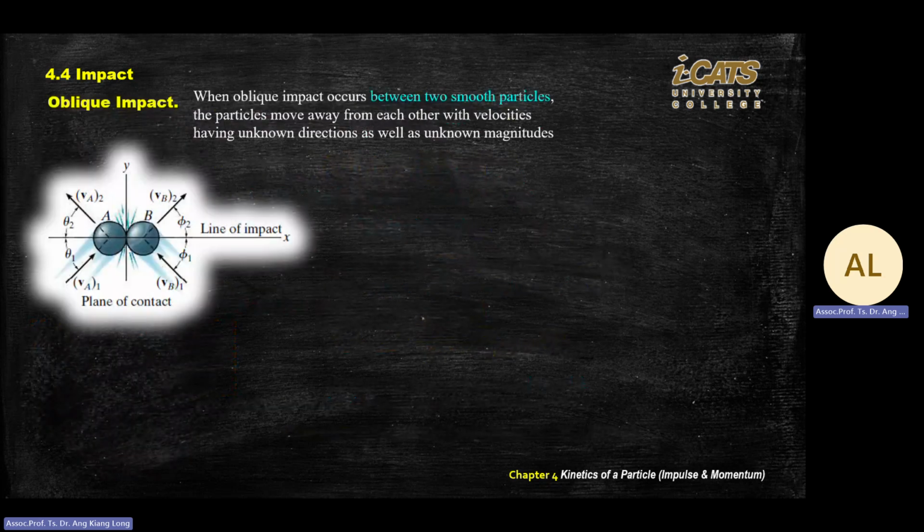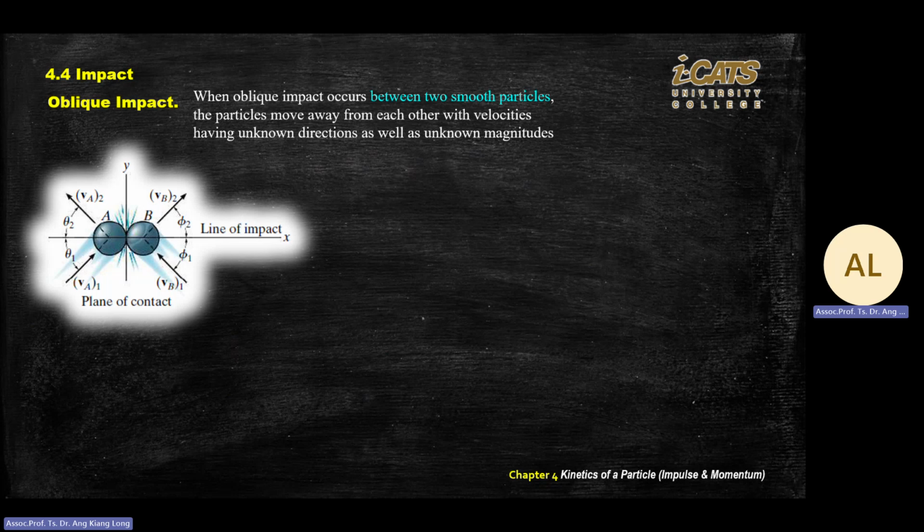Now we look at oblique impact, where two objects come in from two different directions, and after impact, two objects go off in two other different directions. So for an impact question, always start with your line of impact and the plane of impact. You draw the x and y lines, and then you label the angles theta 1, theta 2, and phi 1, phi 2. All this you have to establish before you continue analyzing the question.